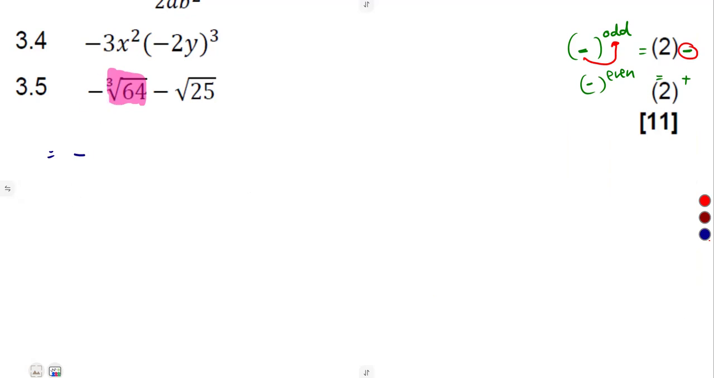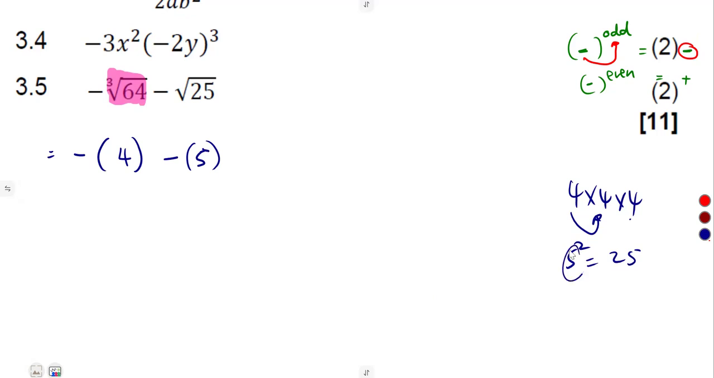Then we determine the cube root of what? Of 64. What is the cube root of 64? The number that multiplies itself 3 times to give us 64. 4 times 4 times 4. 4 times 4, 16. 16 times 4, 64. So this is it. Minus the square root of what? The square root of 25, which is what? Which is 5. The number that multiplies itself to give us 25. 5 squared is 25. So we have minus what?